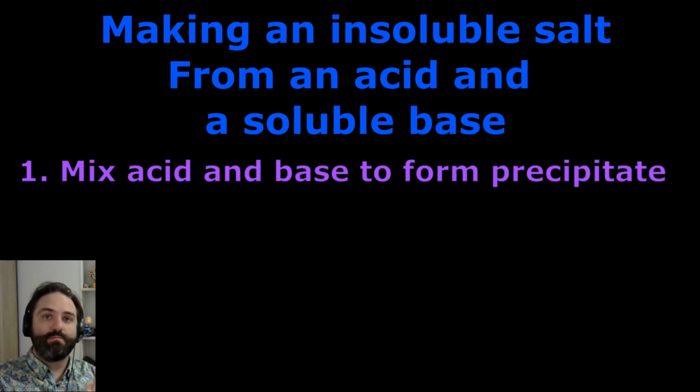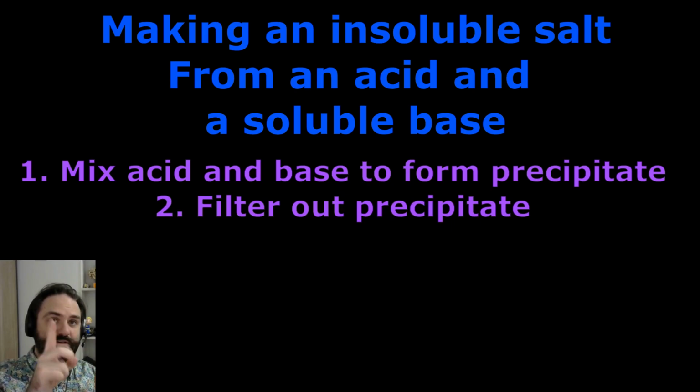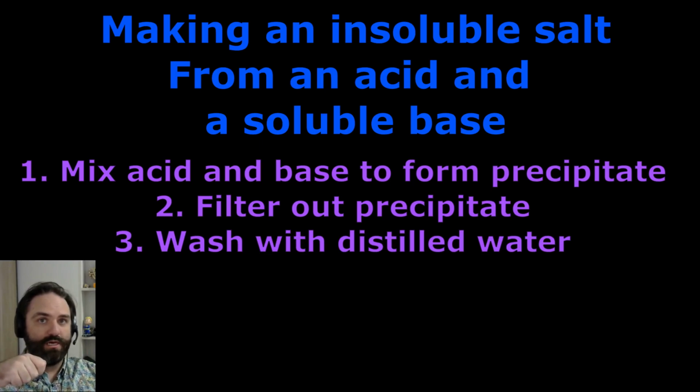So step one, mix together to form a precipitate. Step two, filter out the precipitate. The difference here is that you now take the solid, not the liquid. The third step is different. You have to wash the precipitate with water. This is where a lot of students get this wrong. You can only wash an insoluble salt. If you try to wash a soluble salt, you'll dissolve it. It'll go away. Okay? Wash it to remove any impurities.